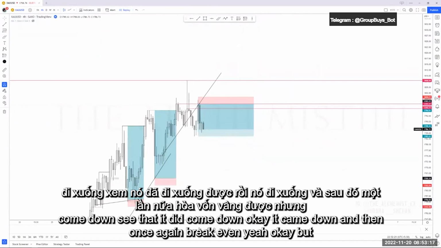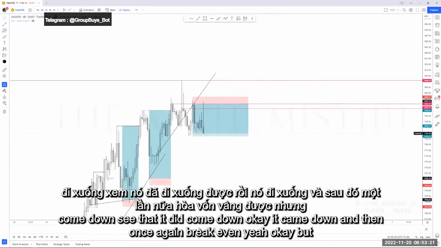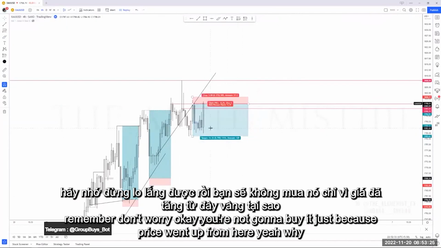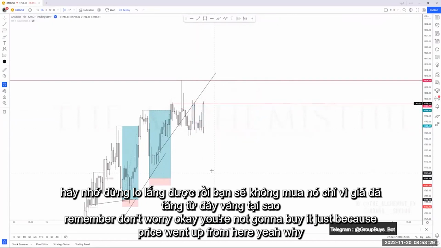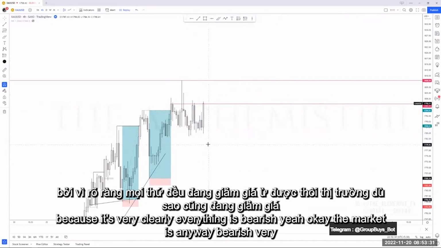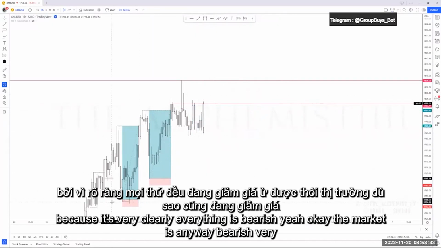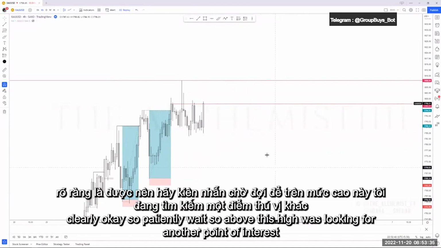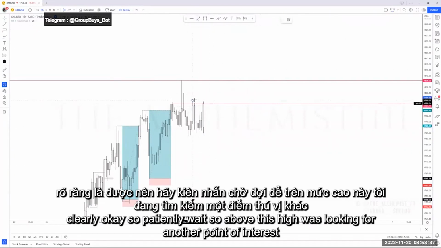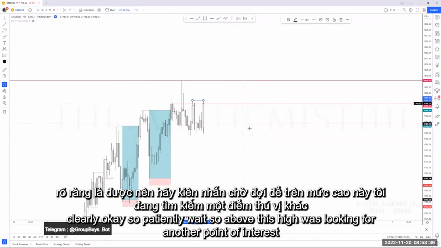Yeah, it did come down. See that? It did come down, and then once again break even. But remember, don't worry. You're not going to buy it just because price went up from here. Why? Because very clearly everything is bearish. The market is anyway bearish very clearly. So patiently wait. Above this high I was looking for another point of interest.